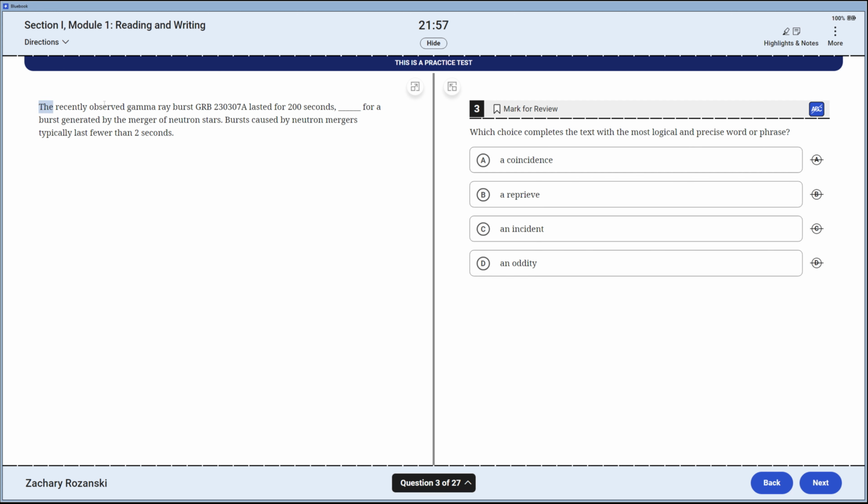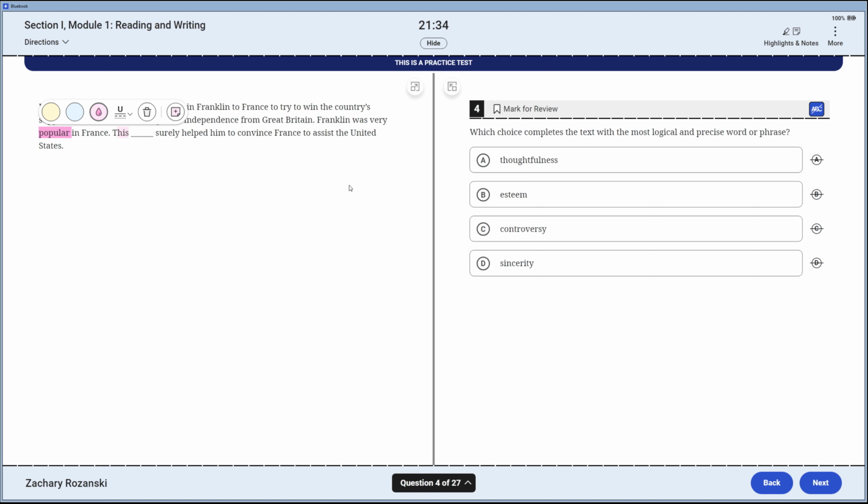We're looking for signal elements. The recently observed, this is my blank. I don't see anything there for a burst by the merger. This bursts caused by neutron mergers typically last fewer than 2 seconds. I didn't find any signal elements, but I have the context clues, and these are wildly different. An oddity is going to get my pick. This is going to be a signal element that bumps me back to this direction.